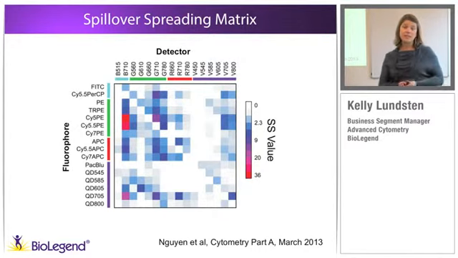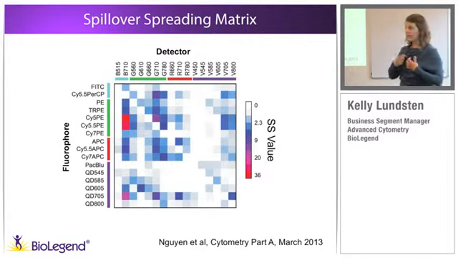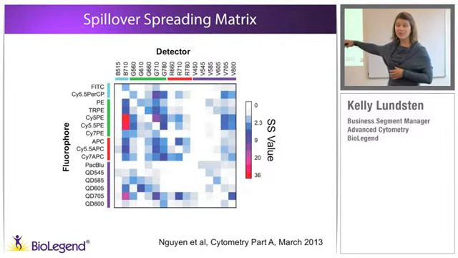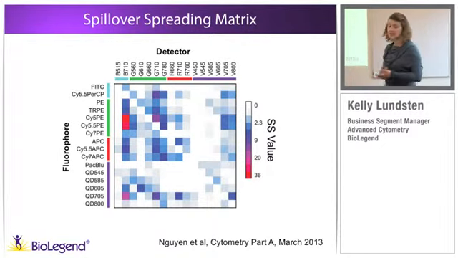So I plan on doing something like this off of our 4 laser instrument with all the Brilliant Violets. It would not look like this because Qdots are not tandems, so they wouldn't be spilling back a lot into the BV421 channel. But this is something I encourage everyone to assess for their own instrument.